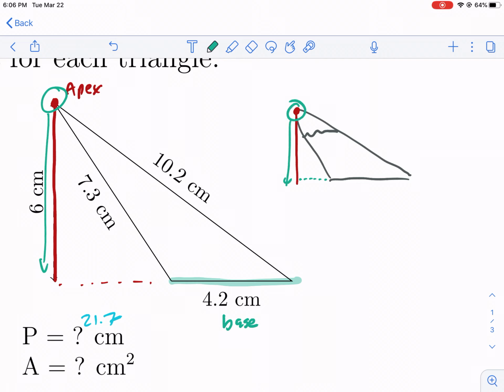So it's 6. So my area is going to be 4.2 times 6 divided by 2. Okay, so I'm going to punch that into my calculator. Times 6 divided by 2, and I get area equals 12.6 centimeters squared. So that's how you do an obtuse triangle. Really not that bad, okay, centimeters squared. Again, this one is 21.7 centimeters because it's a distance, it's perimeter, adding up all the outside edges. Area is the space inside, and that's all there is to it.